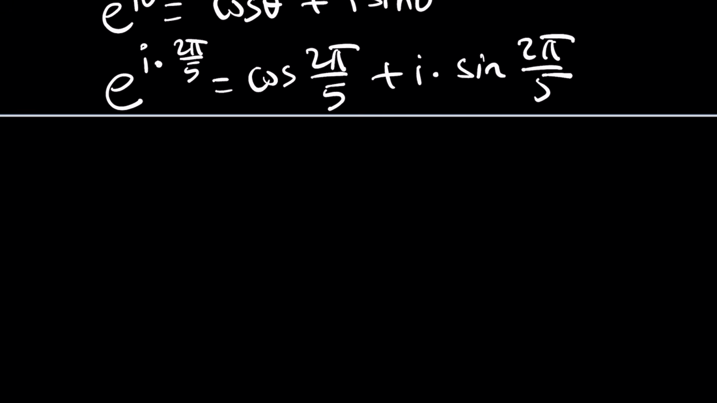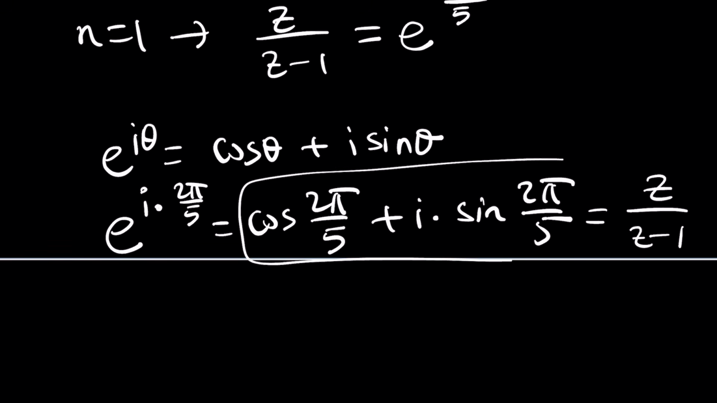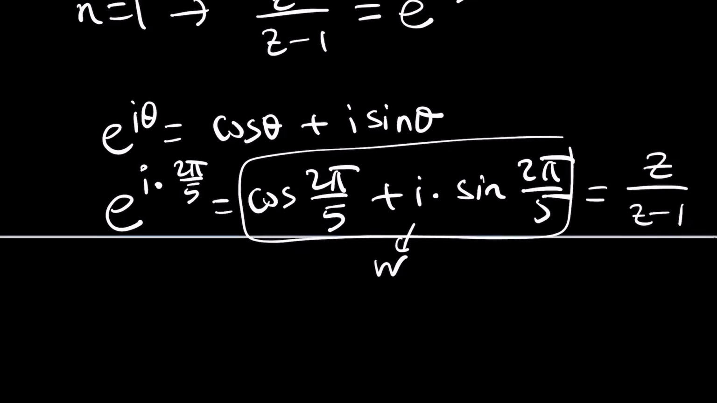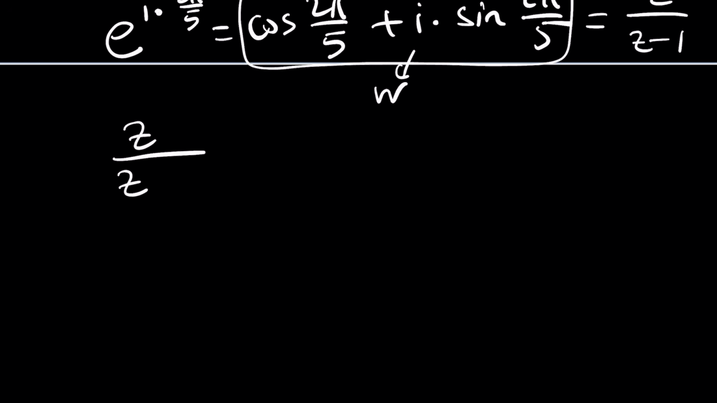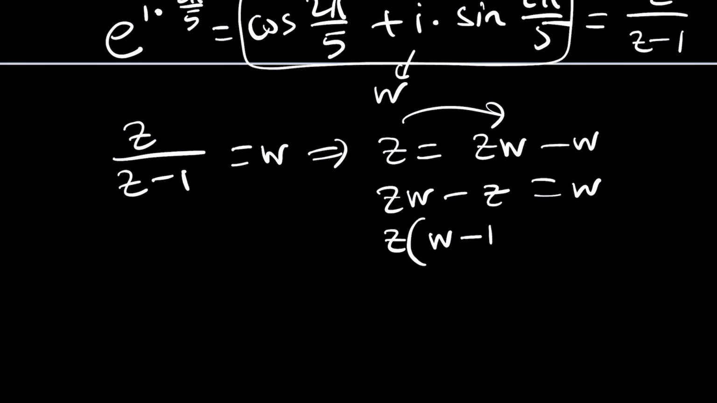But the idea is this is equal to z over z minus 1. So if this is w, z over z minus 1 equals w. We can solve for z here. z equals zw minus w. Remember, our goal is to solve for z. So we're going to bring these z's together and isolate the w, factor out z, kind of like taking the inverse function. z from here would be w over w minus 1.